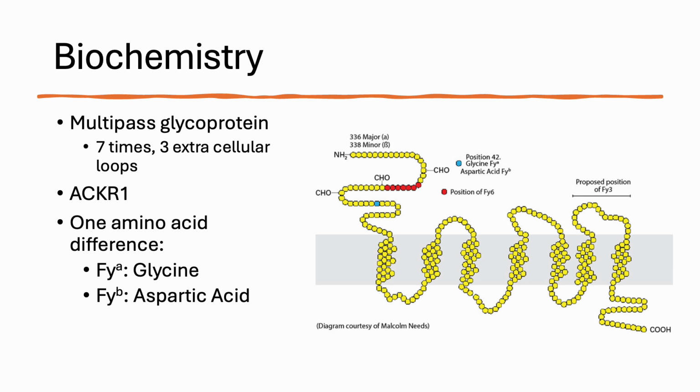The gene that encodes for the Duffy antigen is called ACKR1, which stands for atypical chemokine receptor 1, and this protein acts as a non-signaling or a scavenger chemokine receptor. So playing roles in inflammation and immune modulation beyond its role in transfusion medicine. The Duffy A and Duffy B antigens differ by only a single amino acid at position 42. Duffy A has glycine and Duffy B has aspartic acid.